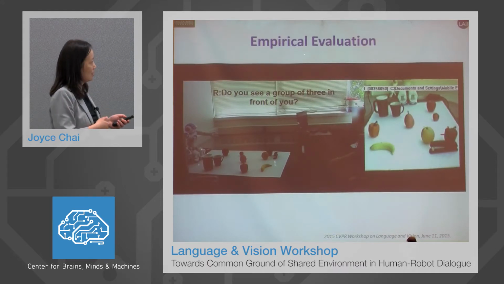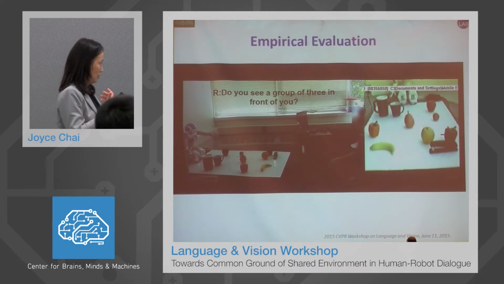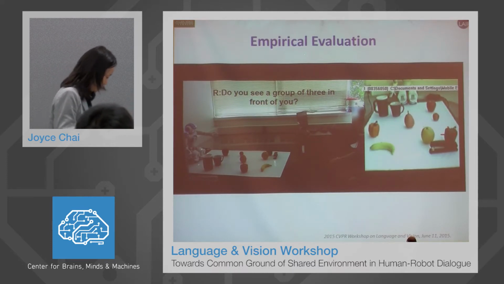We also did studies with real human subjects, and we intentionally made the vision performance have high errors, not very high accuracy, because we're interested in how to mediate these different perception-based representations. Here what you see is the human wearing this eye tracker.